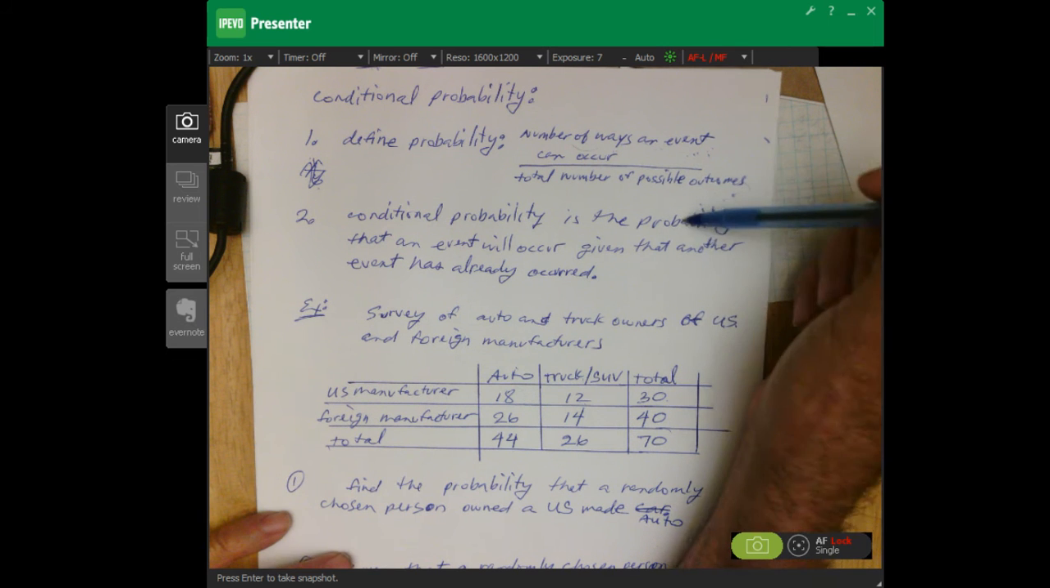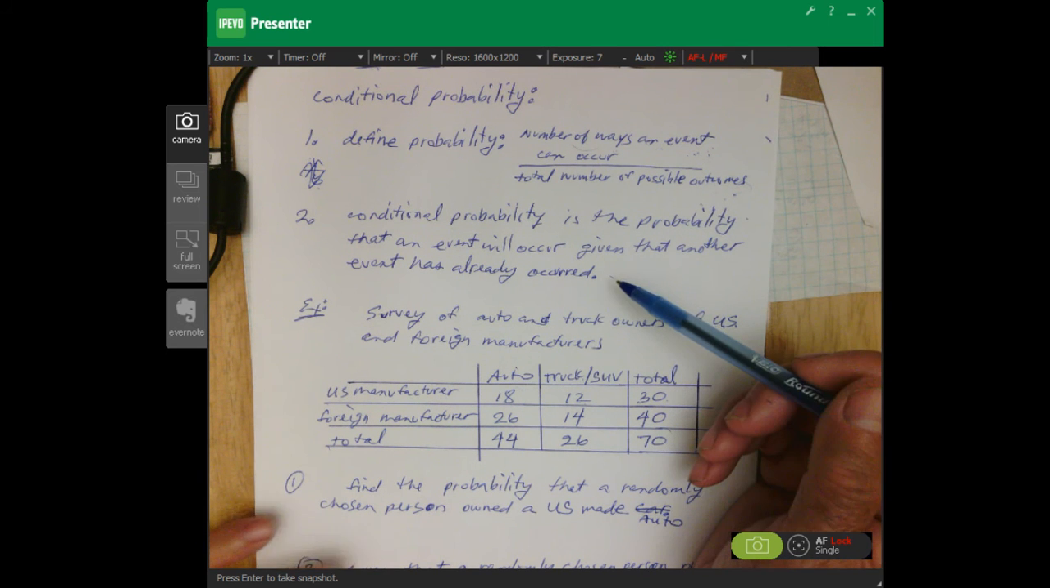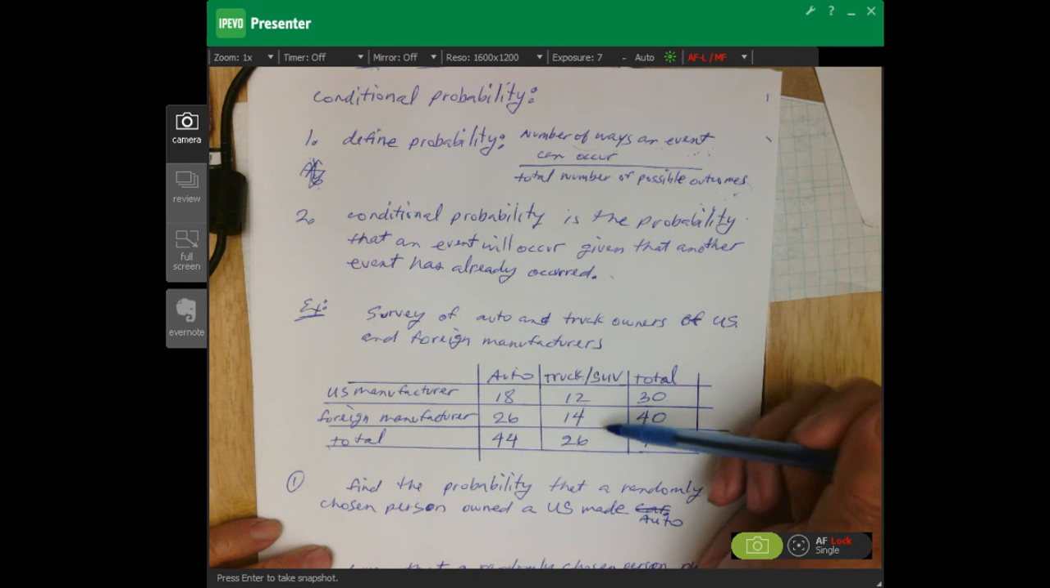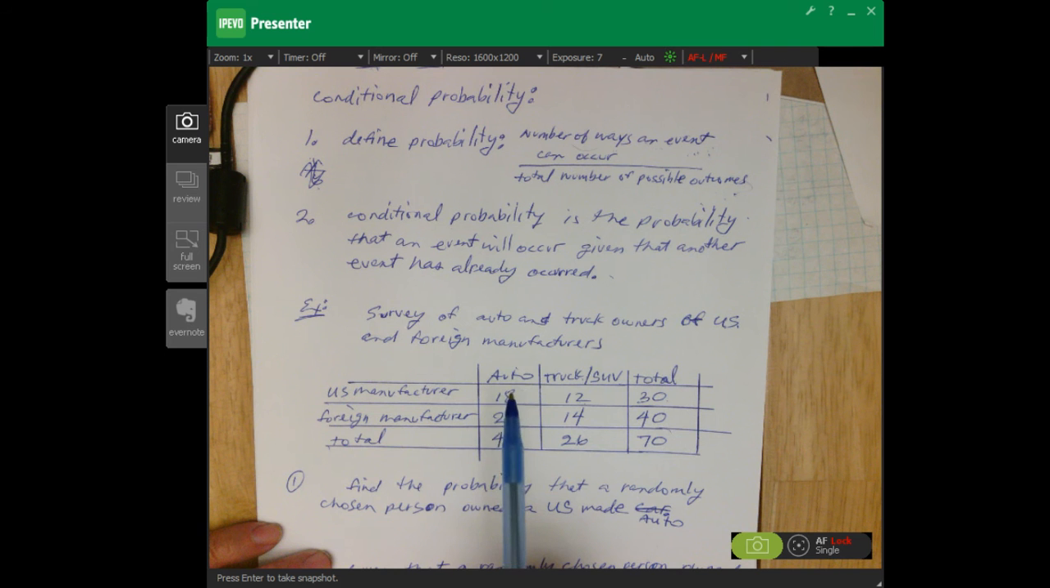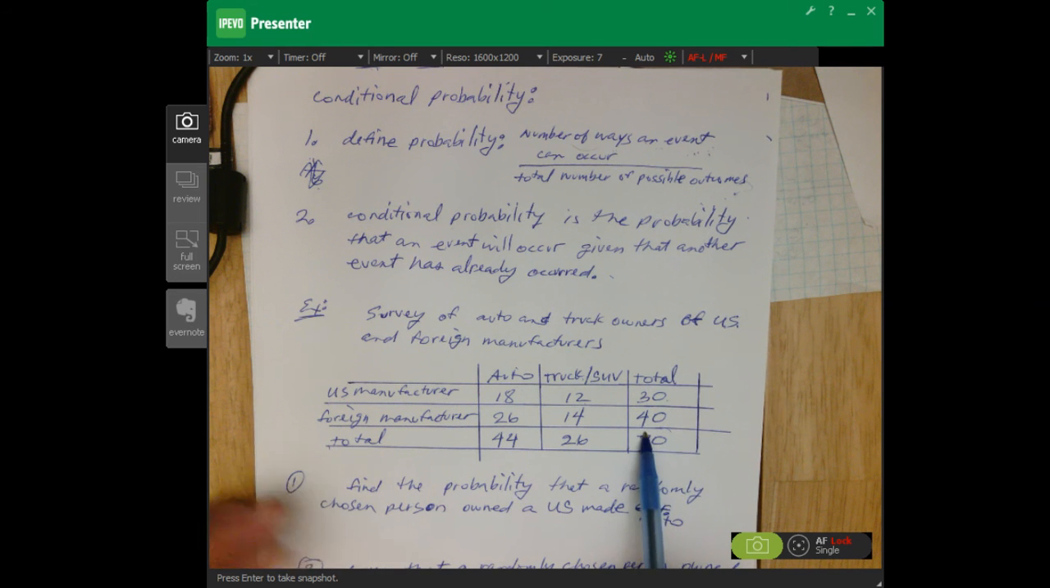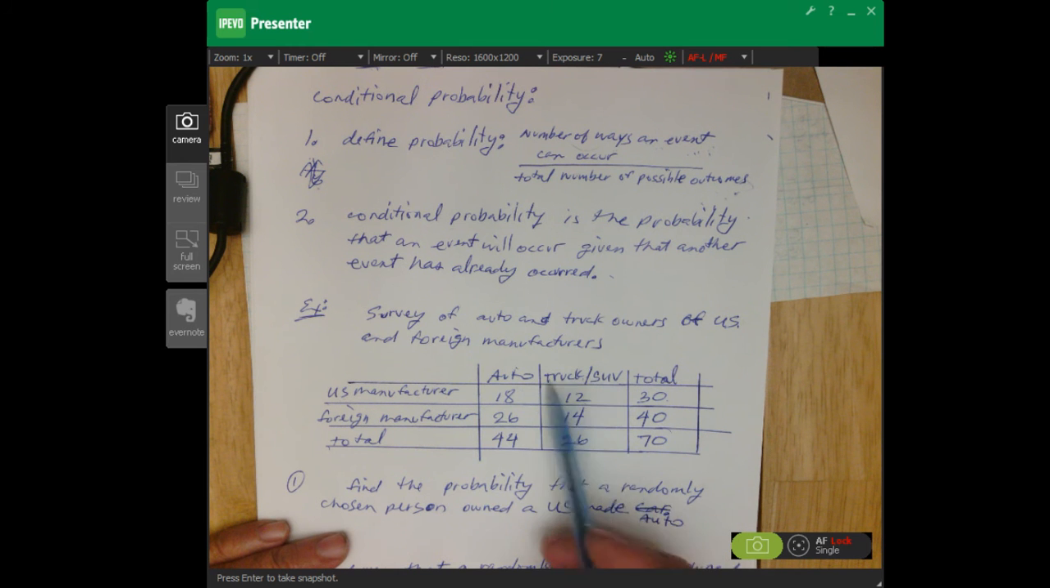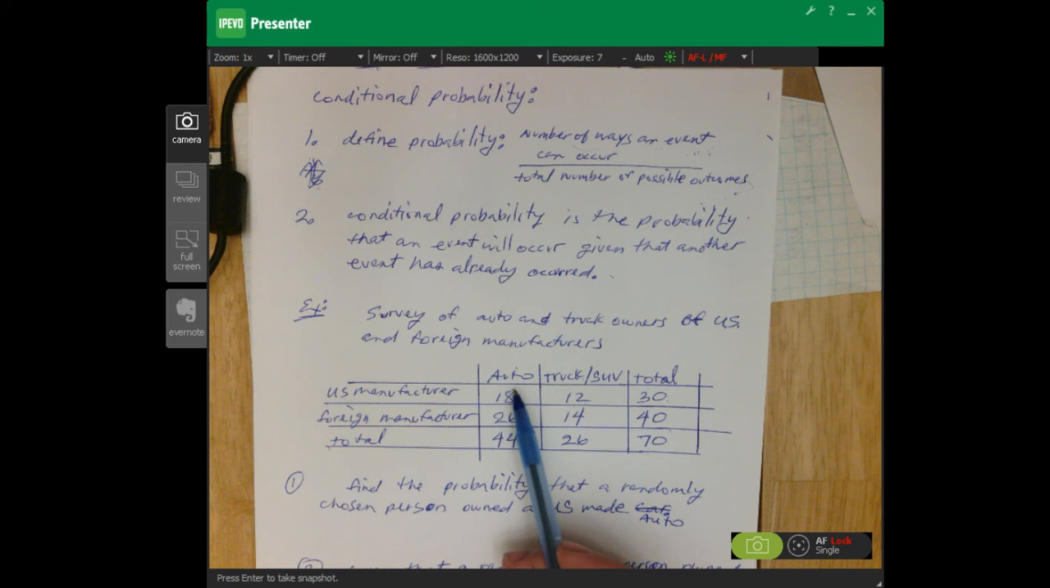Sometimes that first thing happening will make a difference, and sometimes it won't. We're going to be talking about things where it does matter right now. And so here's an example that I'm going to give you right down below. Let's say we've got a two-way table, and what this table represents is 70 different people that own an automobile or truck or SUV. What I call an automobile is just a regular sedan, a 2-door, 4-door, whatever. It could be a Toyota Camry, for instance. Truck or an SUV would be a different class.